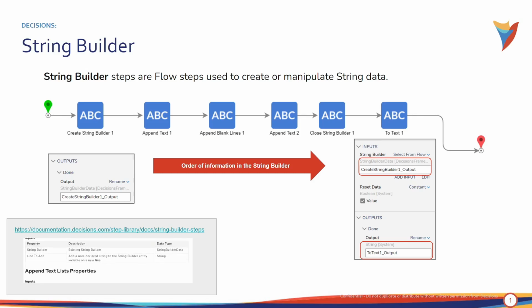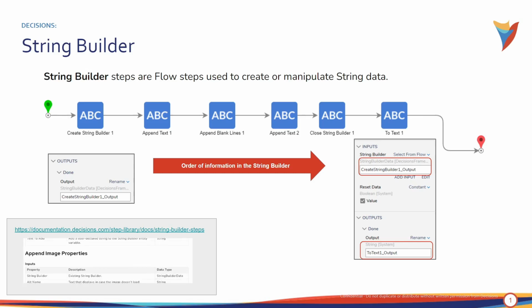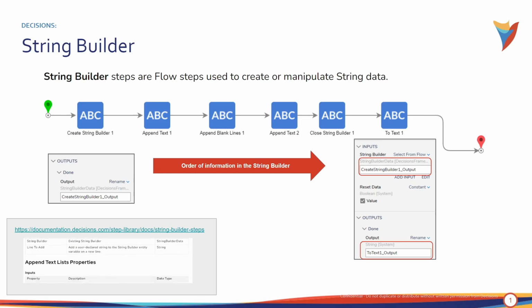It's going to work in a linear fashion, so you're going to open the string builder using a create string builder step. You will then put steps in between that and the close string builder, and then you can convert it to text from that string builder data object. Things happen in the order of operations in which they are shown in the flow, so from left to right in this image above.